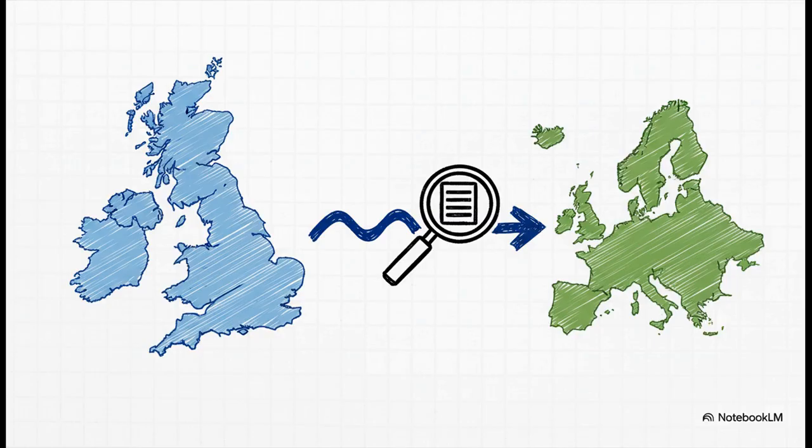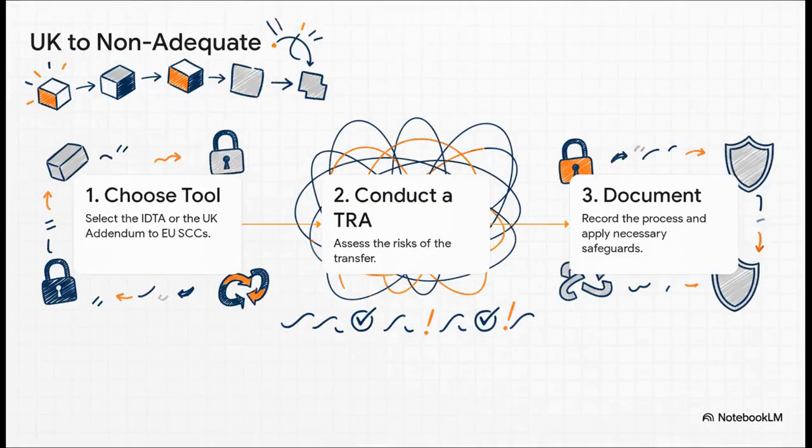It requires businesses to do something called a transfer risk assessment, or TRA. And that adds this whole extra layer of paperwork and diligence that you don't really see on the EU side. Now, what if you're sending data from the UK to a country that does not have an adequacy decision? Well, that process is even more buttoned up.